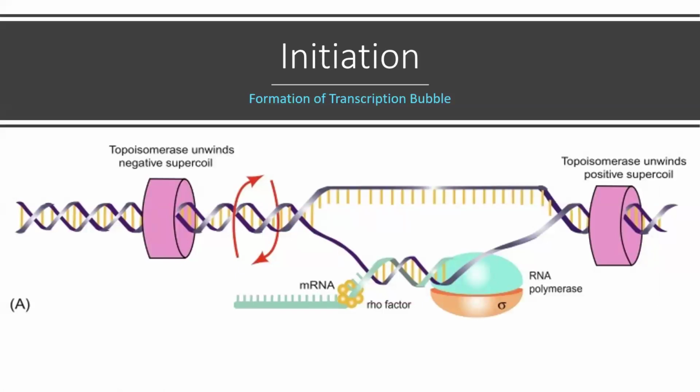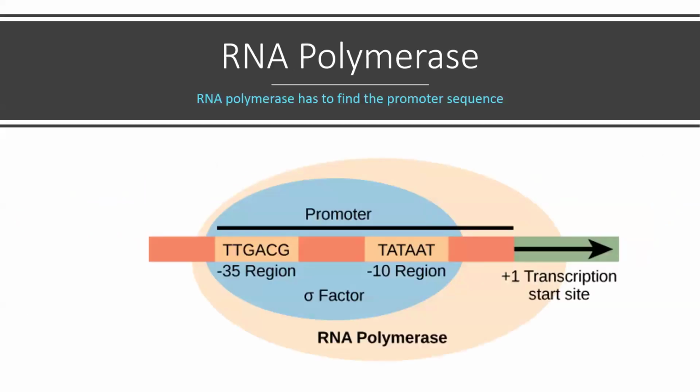So in initiation, we have a formation of a transcription bubble, very similar to the initiation of replication. Your topoisomerase or gyrase is going to unwind the supercoils of the DNA, right? And then helicase is going to open that up. Now, RNA polymerase needs to find these specific sequences in the DNA that are known as promoter sequences.